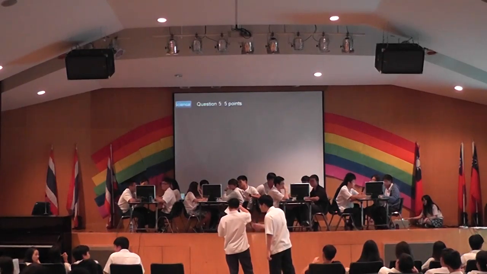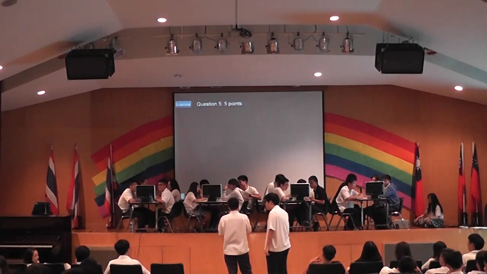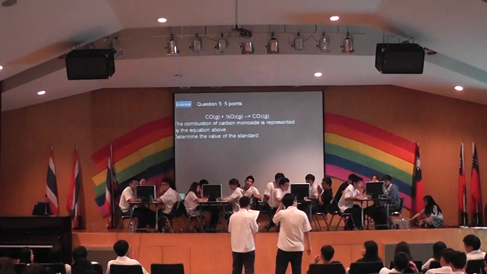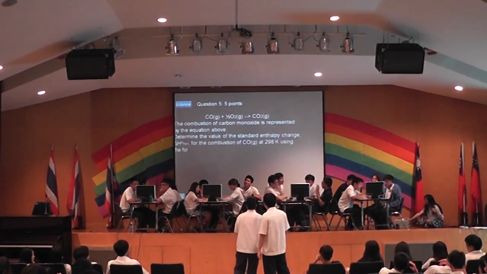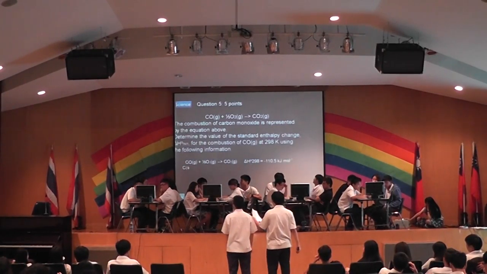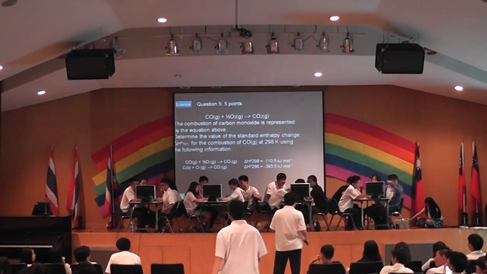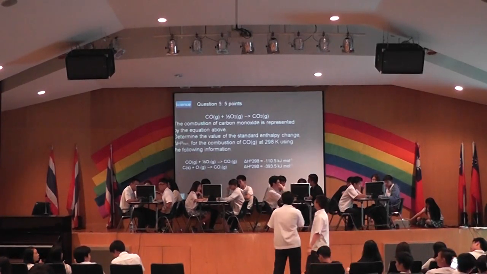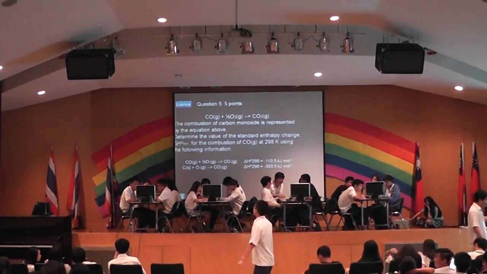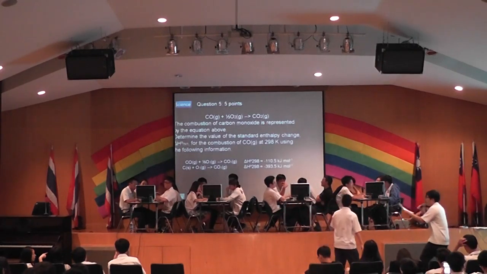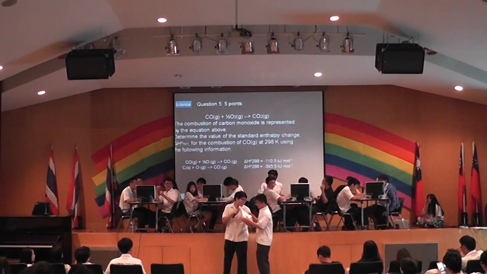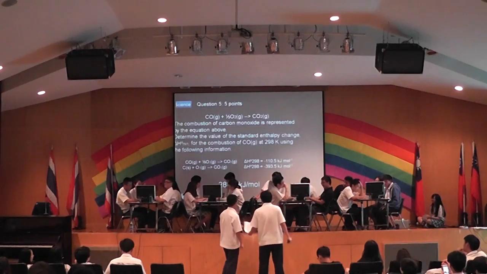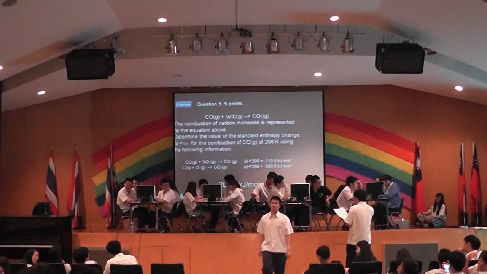Science 5. The combustion of carbon monoxide is represented by the equation above. Determine the value of the standard enthalpy change for combustion of carbon monoxide at 298 Kelvin using the following information. You may take your time. Team 1. 283 kilojoules per mole. That is correct. Team 1, please choose your next category.